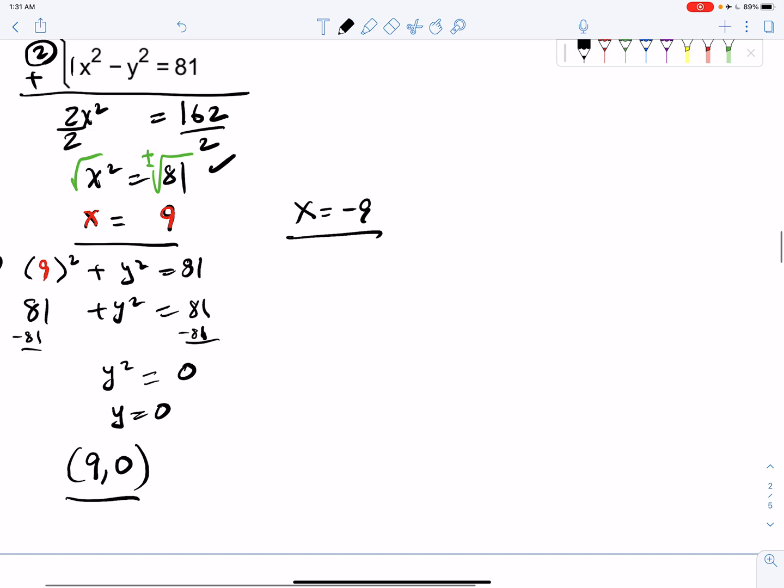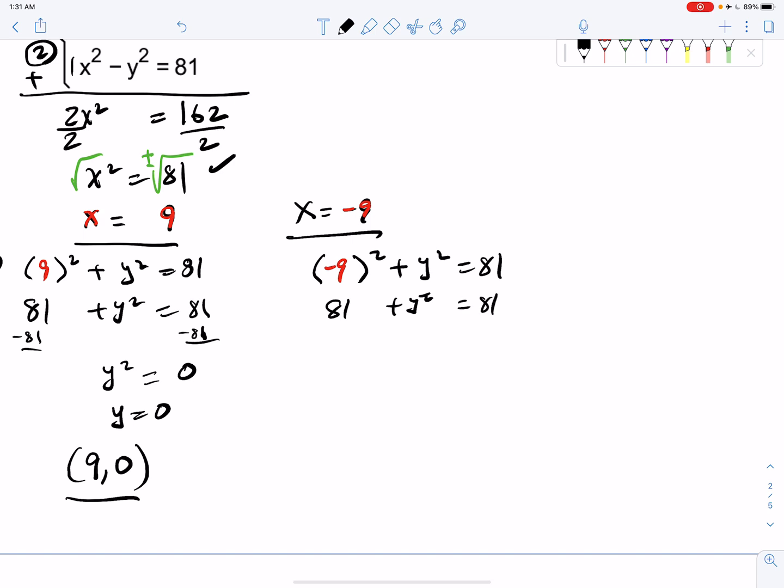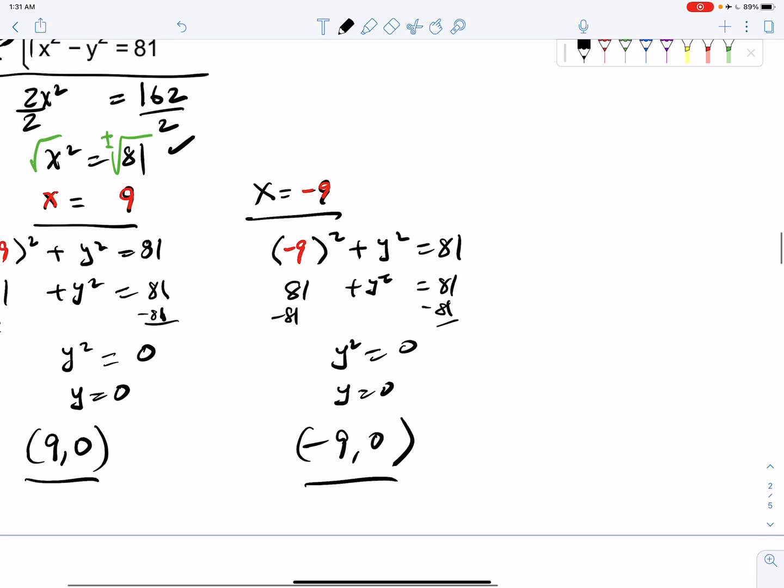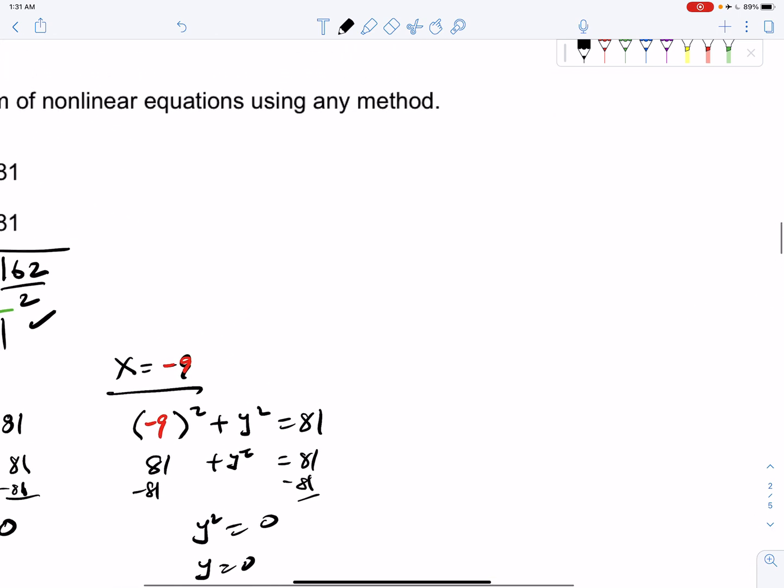Let's take a look over here. And we're going to have a similar thing happening. We should get the same answer, right? Because when you square a negative 9, it makes it positive 81. And then the rest is the same as the problem we just did. We subtract 81 from both sides. We get y squared equals 0, so y equals 0. So in this case, it was negative 9 comma 0. Okay, we did have a plus or minus at the beginning, so that just in general probably should double check that. So let's go ahead and run a check on this.